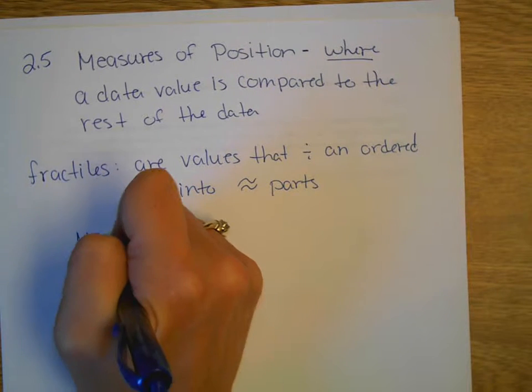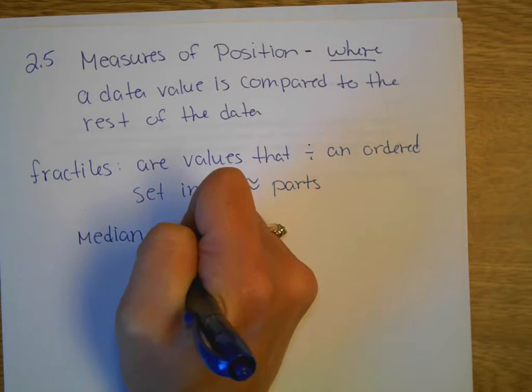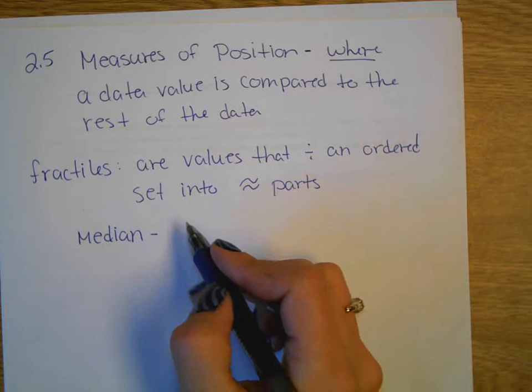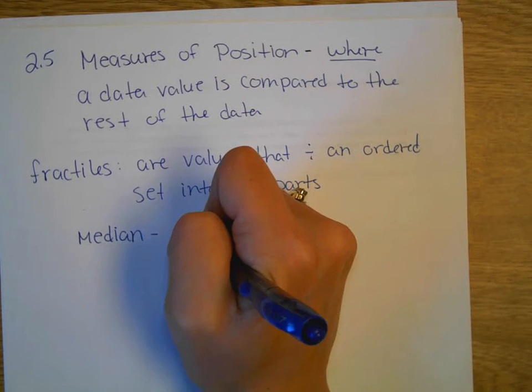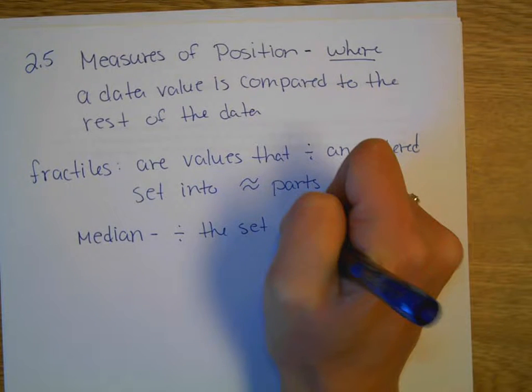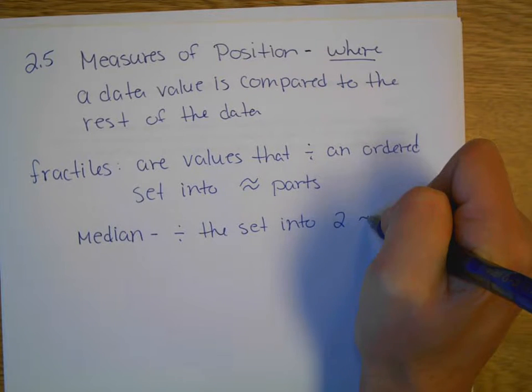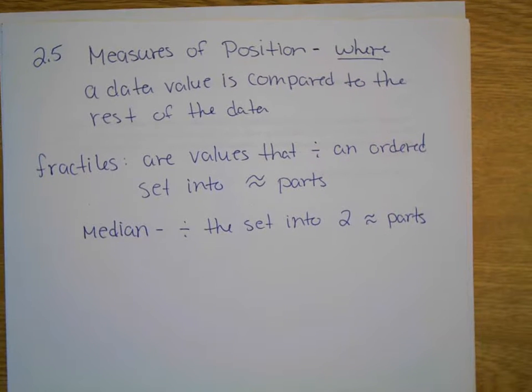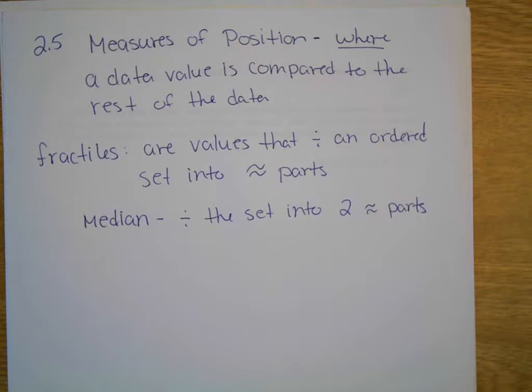What does a median do for us? Even though that was one of our measures of central tendency, what is the median value? It's the middle. It tells me what the middle score is, so half my scores are at or below, half at or above. So the median is the fractile that divides the set into two approximately equal parts. That's an example of a fractile.